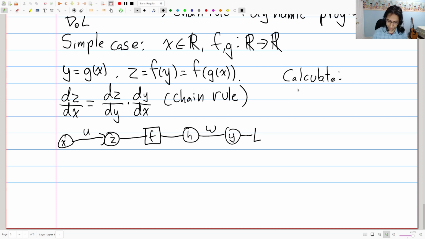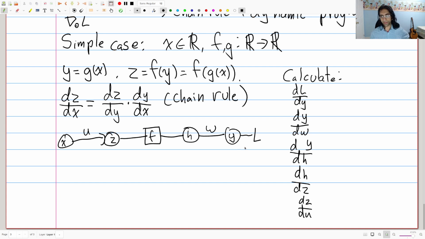We would calculate first the derivative of L with respect to y, because that's the first thing here. Then we would compute dy/dw. We would compute dy/dh, dh/dz, and dz/du. So these are the various things we'd calculate.